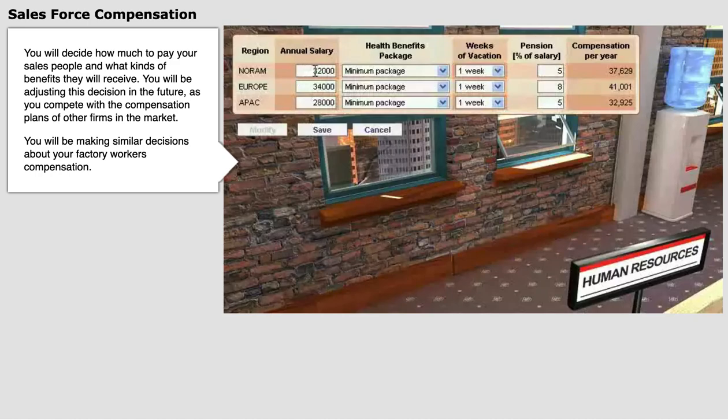You will decide how much to pay your salespeople and what kind of benefits they will receive. You will be adjusting this decision in the future as you compete with the compensation plans of other firms in the market. You will be making similar decisions about your factory workers' compensation.